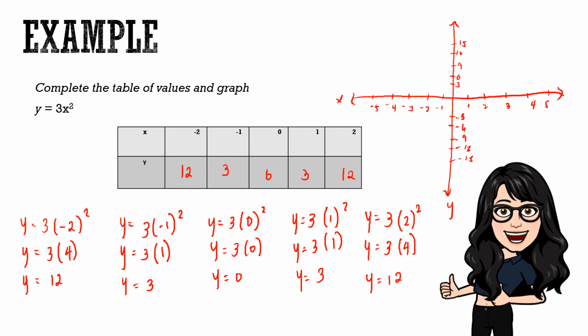So let's plot. We have negative 2 and 12. So this is your dot. Negative 1 and 3. So this is your dot. Then 0, 0. So again, as you notice, it is a reflection of the other side. So still this is 1 and 3. And this is positive 2 and positive 12. Now, plot that. So let's plot. So again, it forms actually a parabola.